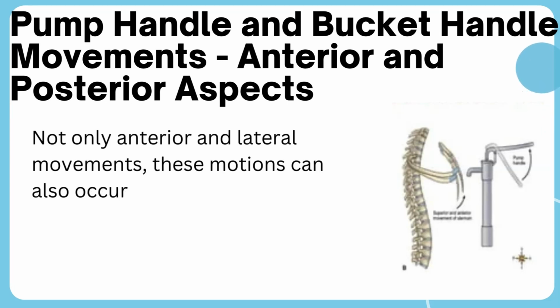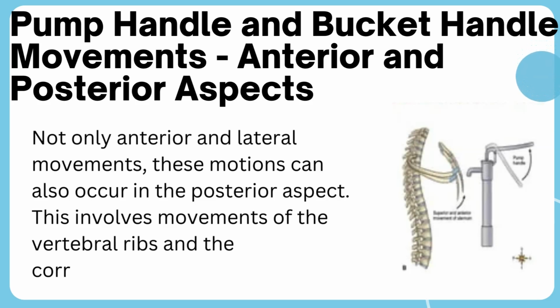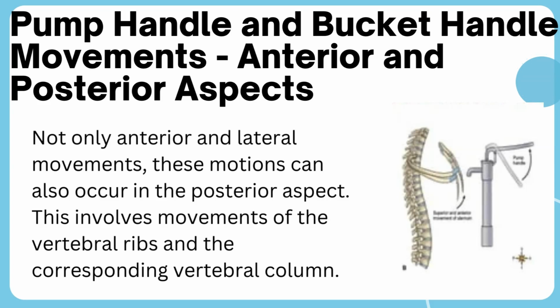Pump handle and bucket handle movements, anterior and posterior aspects. While pump handle and bucket handle movements are often discussed in terms of anterior and lateral aspects of the thoracic cage, these motions can also occur in the posterior aspect. This involves movements of the vertebral ribs and the corresponding vertebral column.